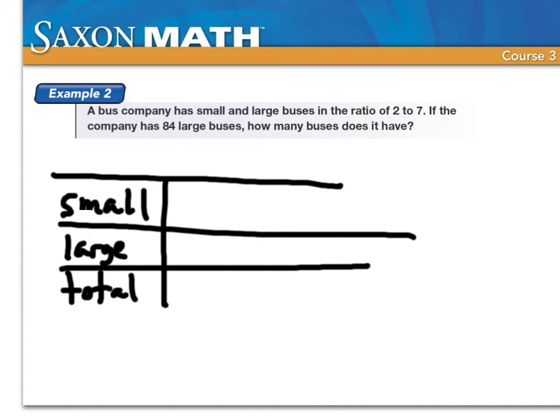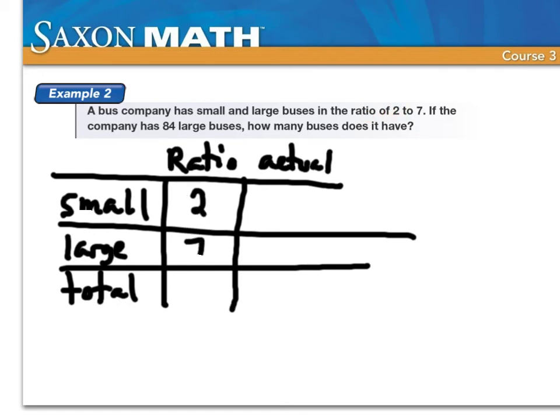Then we're going to use the ratio they give us and the actual number. The ratio of small to large is 2 to 7. And for the total, we take 2 plus 7, and that gives us 9 on this side for the ratio. And on the actual count side, we need to figure out what else we know. It says the company has 84 large buses, so I'm going to put 84 in the row with the large buses. And I don't know how many small buses it has, and I don't know how many total buses it has.